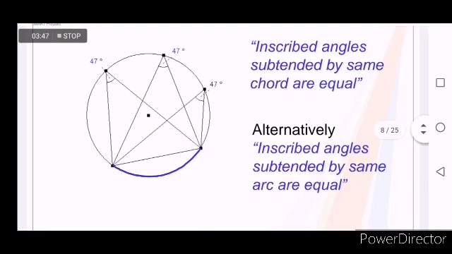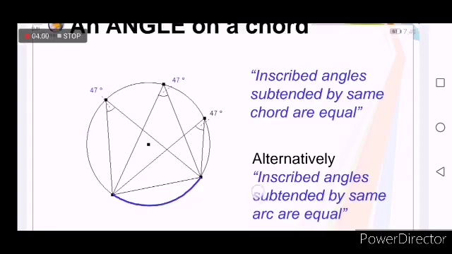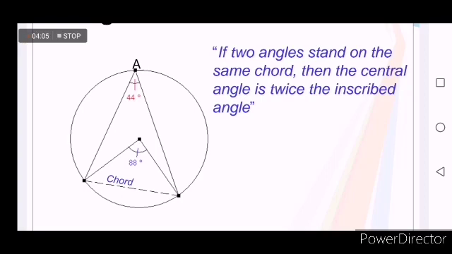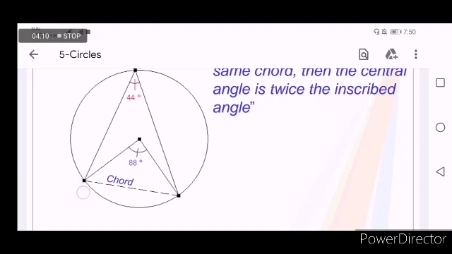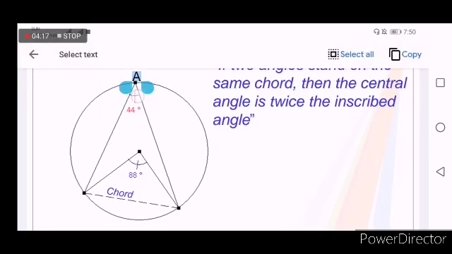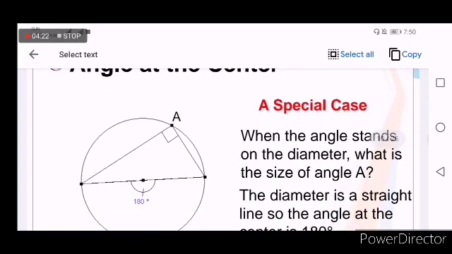When they share the same arc, the inscribed angles whose endpoints are at the endpoints of the arc are always equal, no matter the position of the inscribed angle. Now, if you use a central angle and an inscribed angle sharing the same endpoints of the arc, half the measure of the central angle is the measure of the inscribed angle. This is one of the important theorems that you should remember about circles.